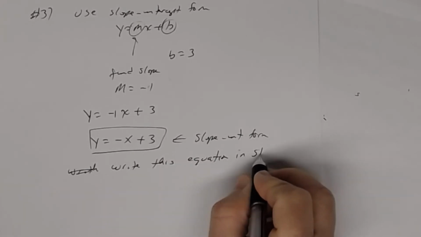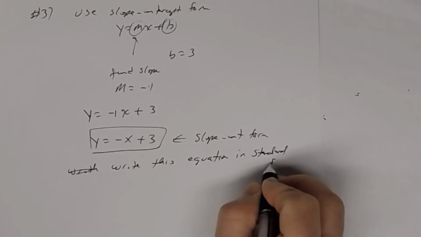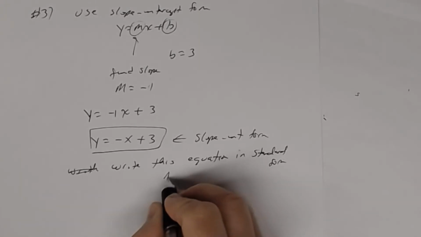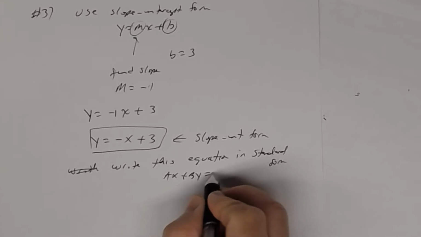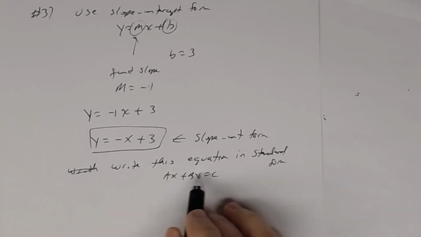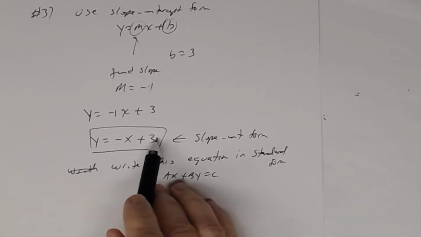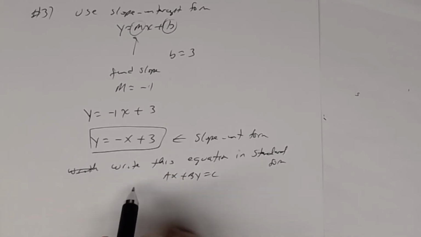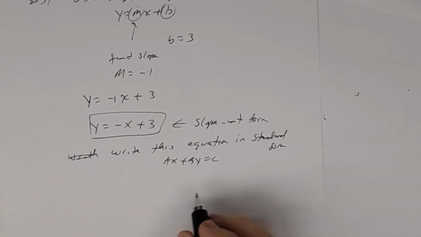In standard form. All right, so remember standard form is ax plus by equals c. All integers, no fractions. Well, first of all, notice you don't have any fractions, do you? So this is going to be an easy one. No fractions at all. So watch.